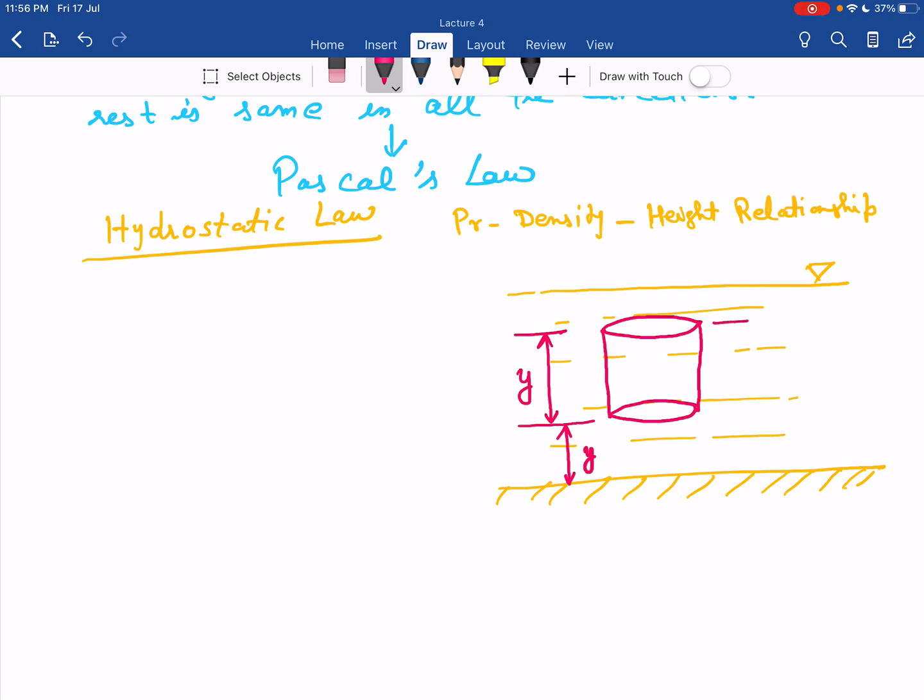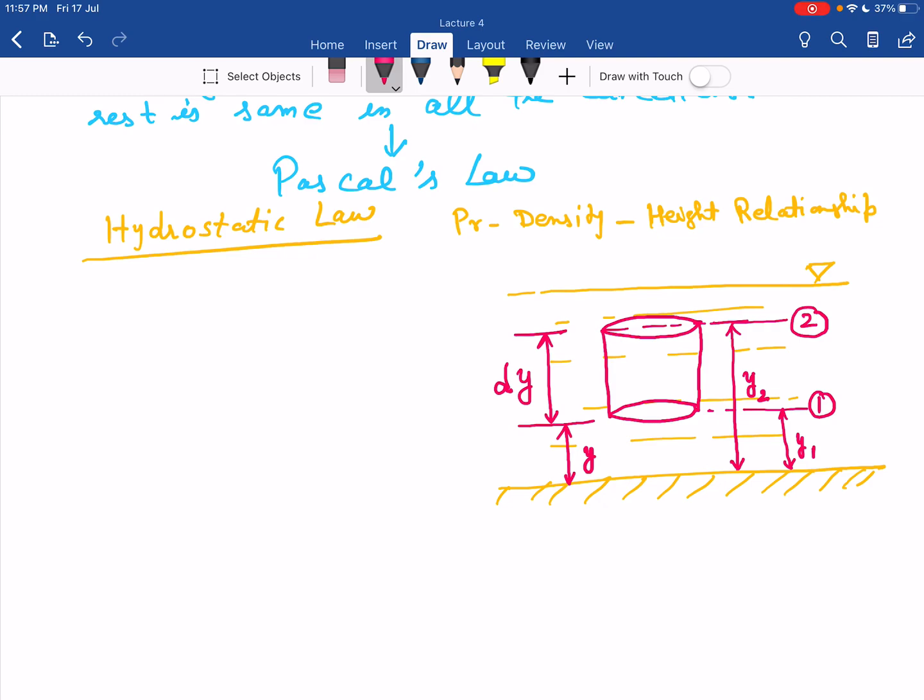The top surface is at height y2, and the bottom surface is at length y1 from the bottom. So this we call point 1 or surface 1, and this is surface 2. So in a general way we can call it y, and say the length is dy, a very small length.